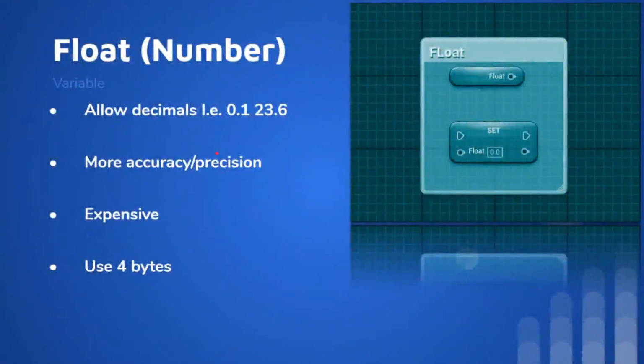Then we have something called a float. Now float slightly differs because it actually allows us to have decimal places, and this can be very useful if you're trying to get an accurate value. Say for example someone's location.